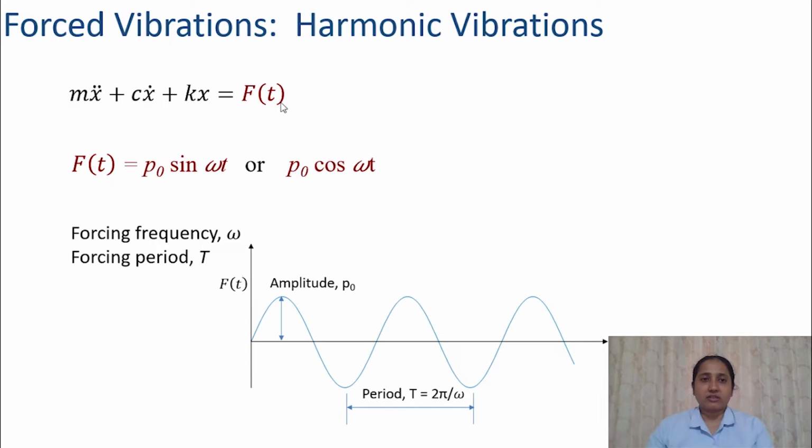Then we discussed one type of forced vibration called harmonic vibration. So in forced vibration, a time varying force will be acting on the system, and a harmonic force is something which can be written like this, that is as a function of sine or cosine. So this is how a harmonic force will look like, and P naught is the amplitude of this force, and omega is the forcing frequency. So this period will be equal to 2 pi by this forcing frequency, and this is called forcing period.